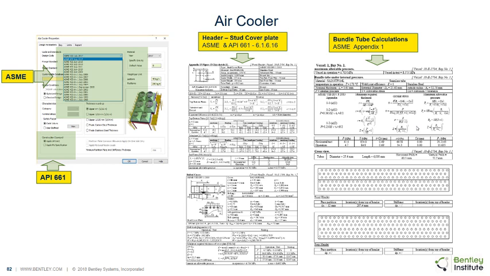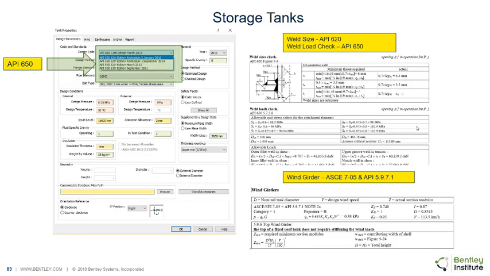The header design report as illustrated is performed in accordance with ASME and API 661, 6.1.6.16, and the bundle tube calculations as per ASME Appendix 1. The storage tank can be designed using API 650 11th and 12th editions, the last updated version being 12th edition, March 2013. The report sample shows shell size and load checks performed according to API 620 and API 650. The wind girder calculations are performed as per ASCE 7-5 and API 5.9.7.1.